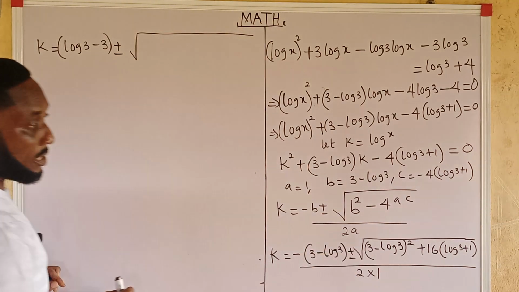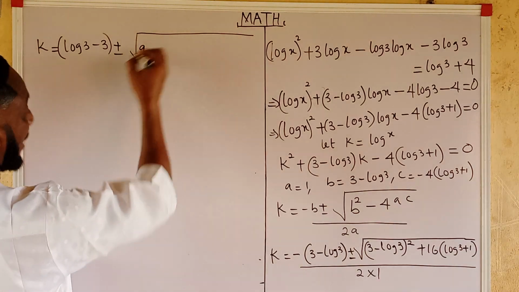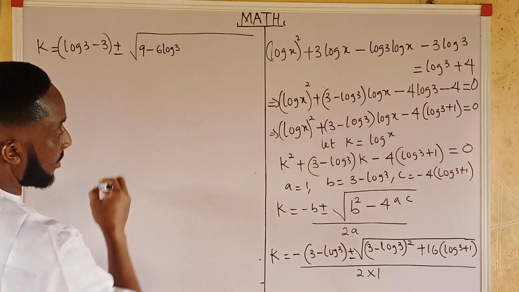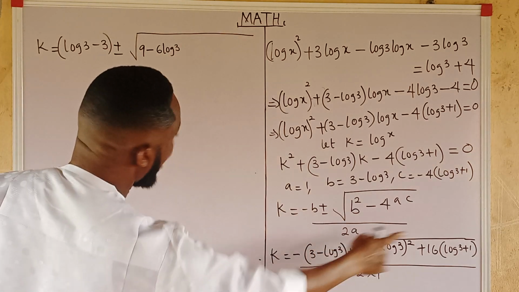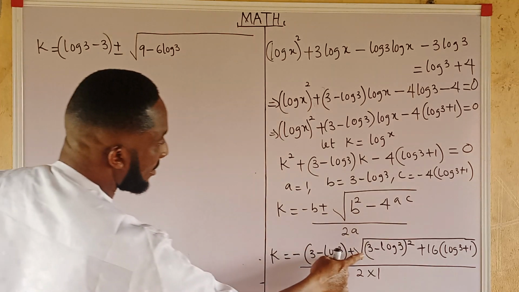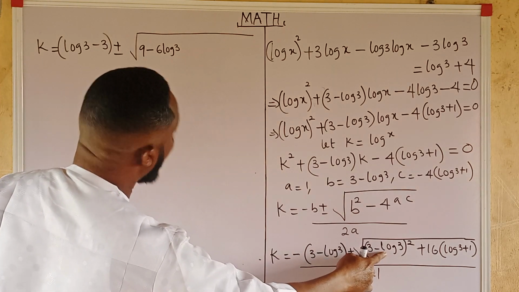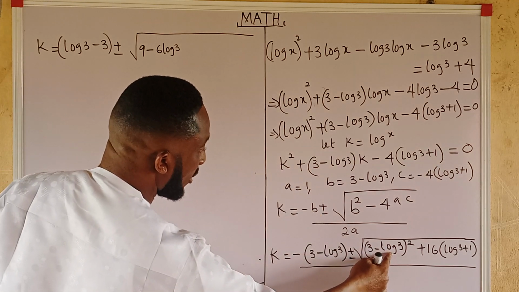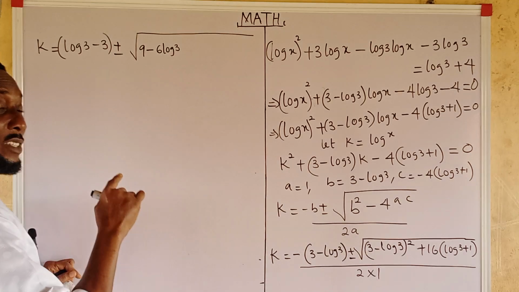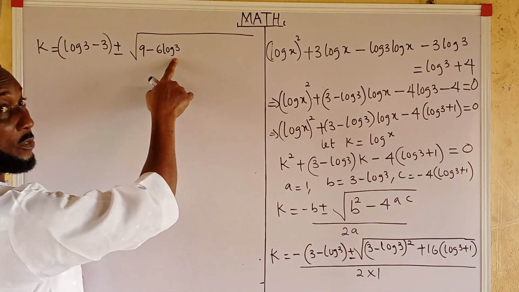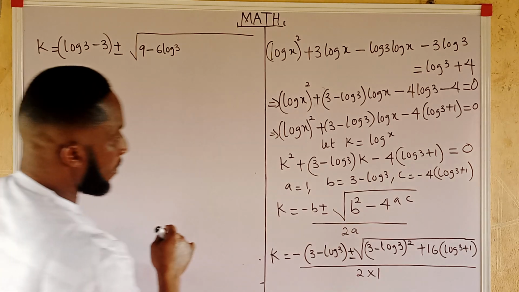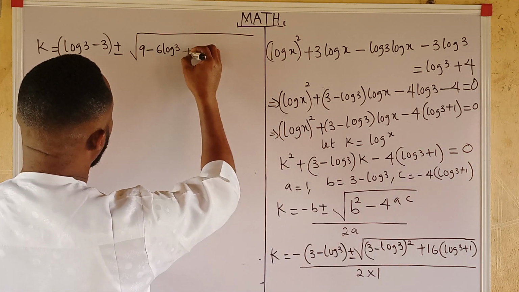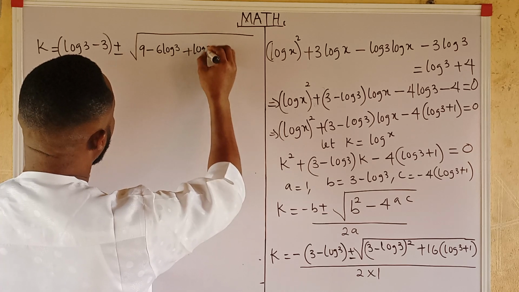3 minus log 3 squared, that will be 9 minus 6 log 3. Okay, that will be 3 squared, which is 9. 3 multiply negative log 3, that will be negative 3 log 3. Then negative log 3 multiply 3, that will be another negative 3 log 3, which will give us negative 6 log 3. Then negative log 3 squared, that will become positive log 3 whole squared.